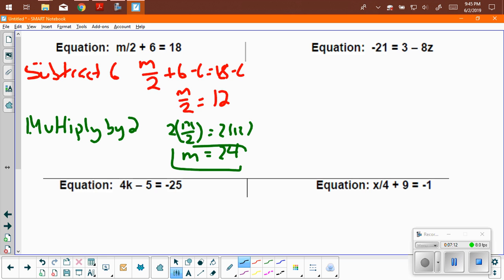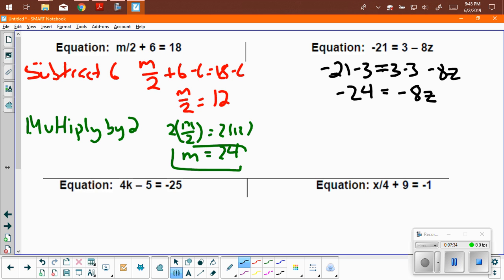Okay, so negative 21 equals 3 minus 8z. Okay, that 3 is positive. So my first step would be to subtract 3, because then I get a nice 3 minus 3 on this side. So negative 21 take away 3 is negative 24. 3 take away 3 is 0. So negative 8z.